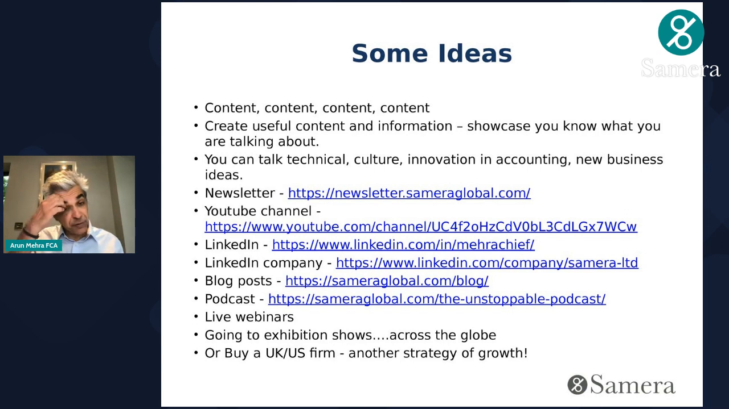So I've put a whole range of ideas here, and I'll go through each of these in a minute. But content. We live in a world where there's so much stuff that we can do. The key is to create useful content and information, which will ultimately help you showcase what you are talking about. You can talk technical aspects, culture, innovation, new business, your team, trips away, whatever it may be. But I would strongly suggest that you really focus on generating and producing quality content, not AI generated content, but quality content.